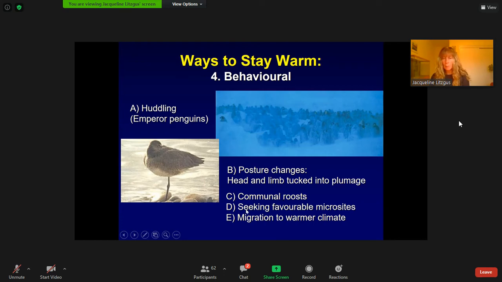Like huddling, also communal roosts can be used. Also seeking favorable microsites, for example, willow ptarmigan, they might burrow in the snow for up to 21 hours a day during extremely cold weather. The snow is a great big blanket to keep warmth from the soil. And so the animal may dive down into the snow and hold up there because the air is much colder than down in that snow area. Again, we'll talk more about that in winter ecology if you want to take that. And then also, somebody asked about this last time, migration too. Some birds just leave and go to warmer places.